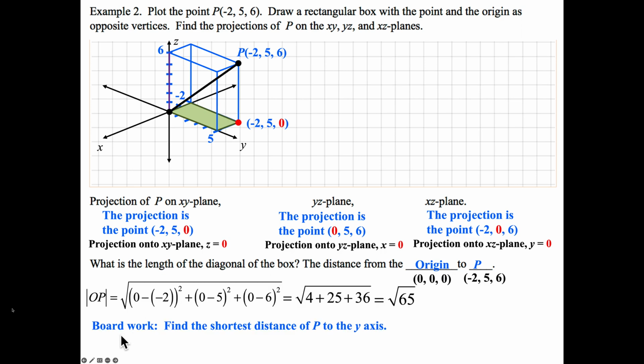All right, in class we did the board work. Find the shortest possible distance of P to the y-axis. Well, that diagonal is already doing that, but that's not the shortest distance. You want to go to this point right here on this corner. That point would be 0 for the x, 5 for the y, 0 for the z, and just do the distance formula again with this point (0, 5, 0).